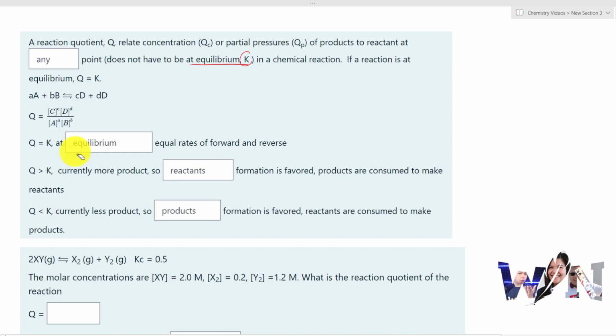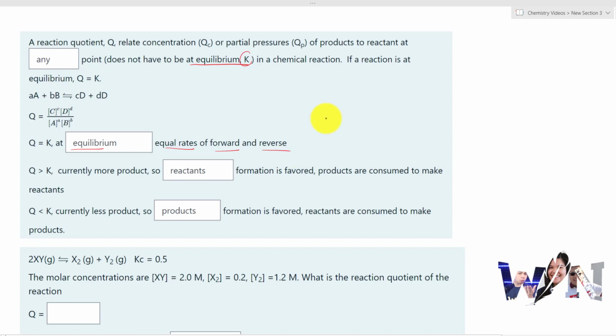First of all, we know that when Q equals K, the reaction is at equilibrium. Well, what does equilibrium represent? Well, the equal rate. In this case, you will see the equal rate of forward and reverse reaction. That is also, there are no changes in the reactant or product concentration or partial pressure over time. So that is at equilibrium. Now this is where it gets more challenging.